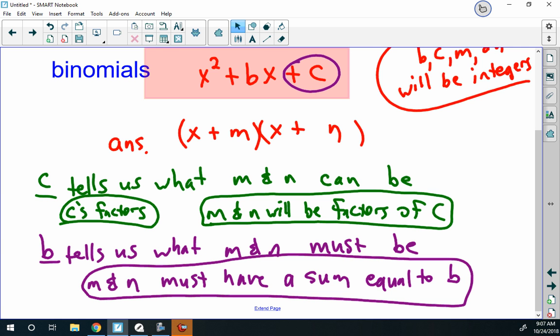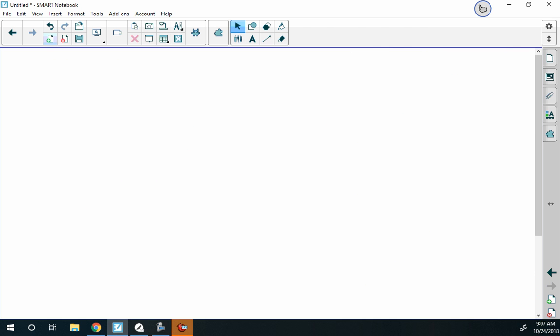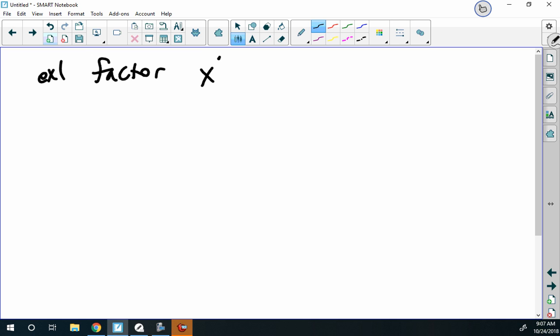Ready to try an example? Let's try one. Example one, factor x squared minus 5x minus 6. Love this one. It's a great one. It's really good.